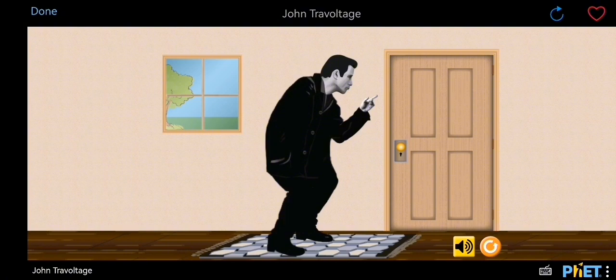So now we have it. With this PhET simulation app, we can clearly demonstrate and know how electrons transfer from one object to another in a form of electricity.